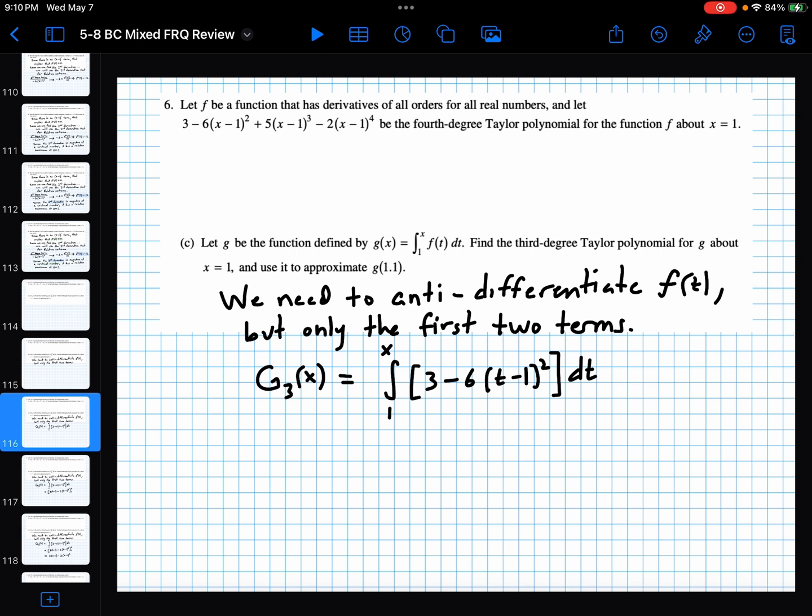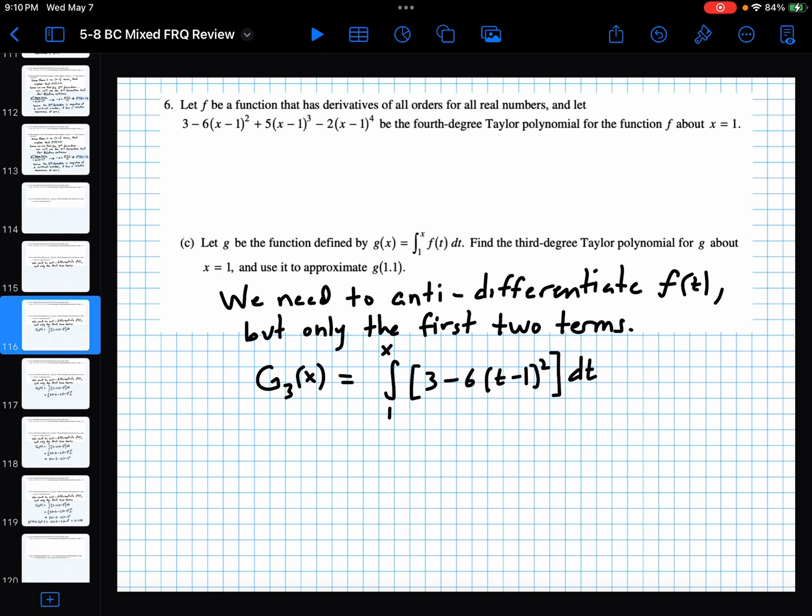Instead of f of t, I'm going to replace f of t with the first two terms of the Taylor polynomial for f. And when I anti-differentiate that, right, that constant of 3 is going to get a variable put next to it. That's going to be the t minus 1. And the t minus 1 to the second power, add 1 to the exponent and divide by the new exponent, so that negative 6 will become negative 2.